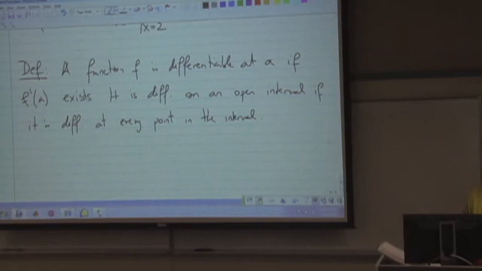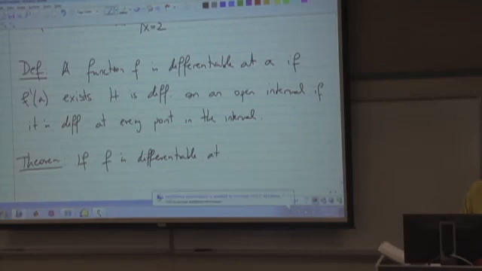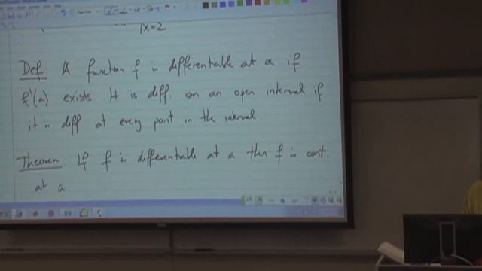Okay? So now, theorem. This is a very useful theorem for us, but you have to be careful how you apply it. If f is differentiable at a, then f is continuous at a.